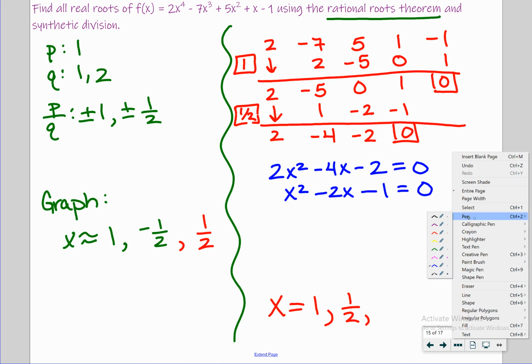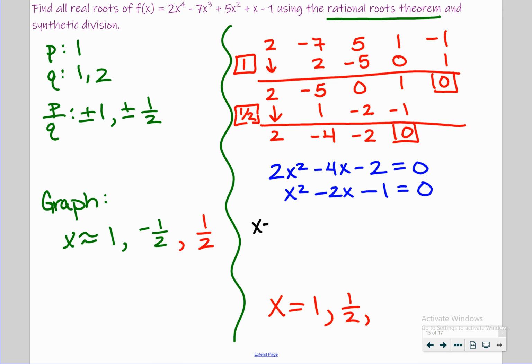So what do we have to use? Make sure you know your quadratic formula for this test and every test after. X equals, opposite of B, so +2, plus and minus square root of B squared, 4, minus 4 times A is 1 times C is -1, all over 2A, 2 times 1. Okay, make sure you know that formula.